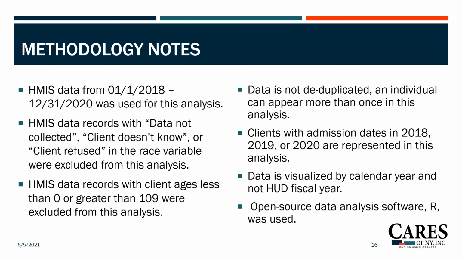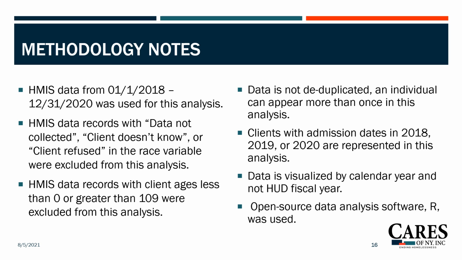For today's presentation, we looked at data from 3 calendar years, January 1st, 2018 to December 31st, 2020. We removed clients without any race data, so when it said data not collected, client doesn't know or client refused. And we also removed any clients that were less than 0 years old or more than 109 years of age. And today we looked exclusively at HMIS admissions, and that is when someone shows up at a program, is entered into HMIS, and receives services.